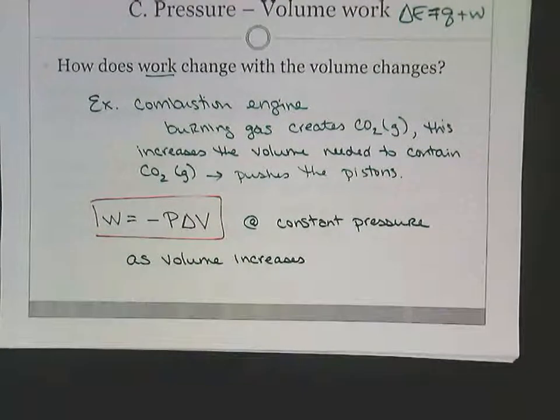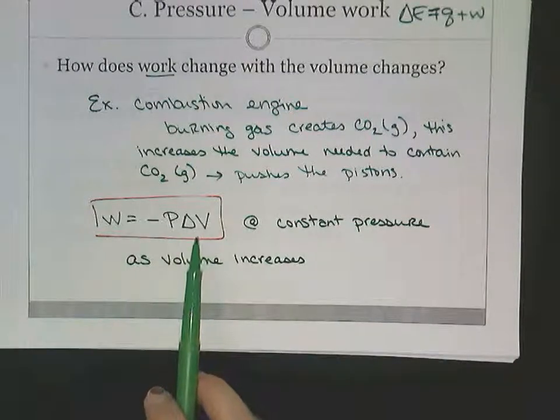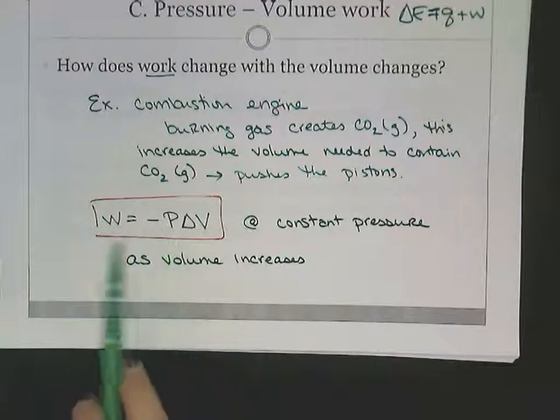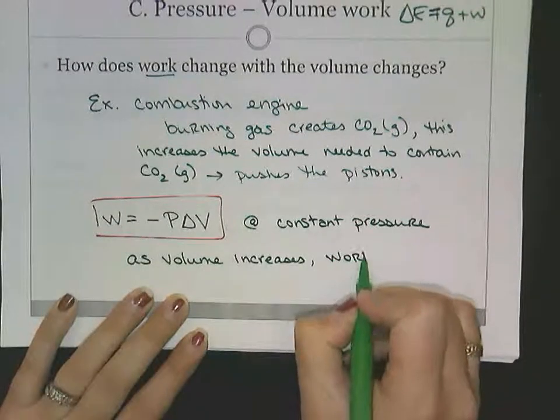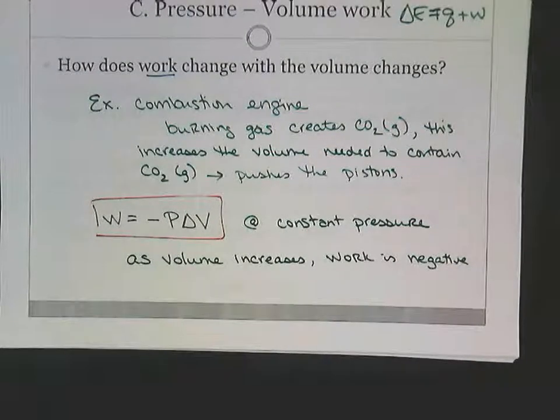All right, so let's say I have my volume increasing. My volume has changed, I don't know, 100 liters, right? My delta V is 100, and I'm at 1 atmosphere. So is work positive or negative? If P is 1 and delta V is 100. Negative, right? Do you need me to plug that in? Negative 1 times 100. Does that mean that work has not been done? No.